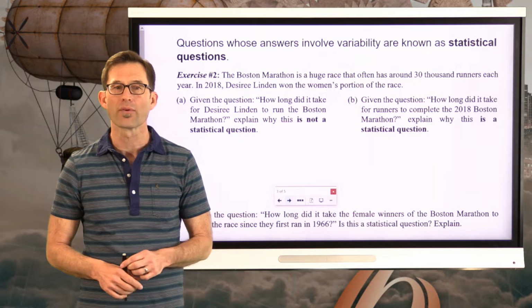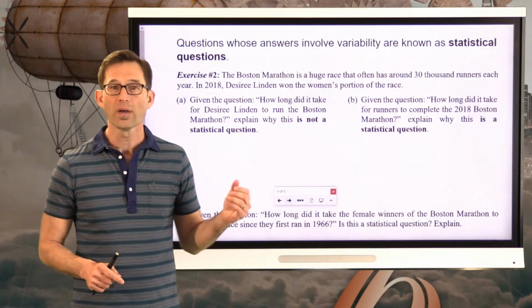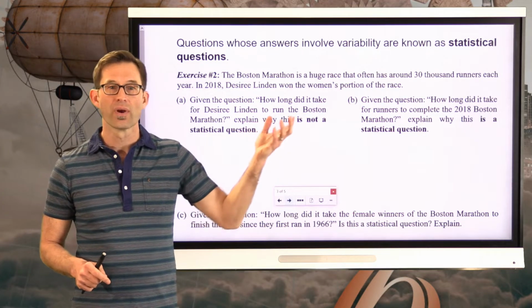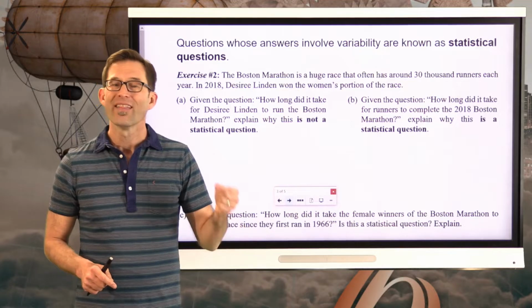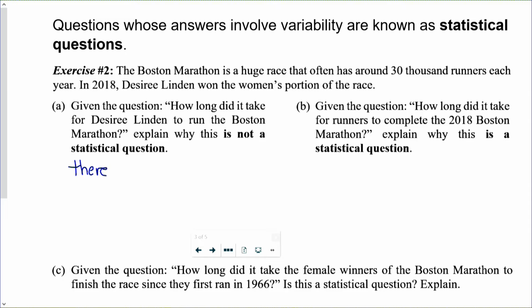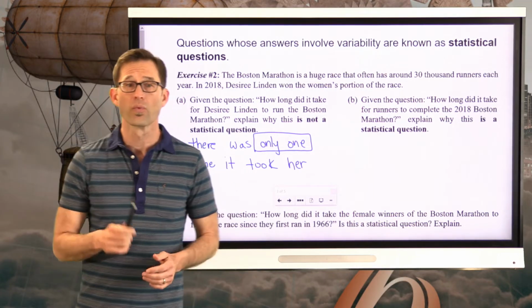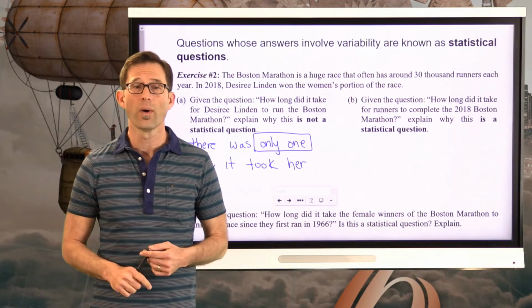Well, let's talk about this together, right? Desiree Linden wins the Boston Marathon in 2018. The question is, well, how long did it take for Desiree Linden to run the Boston Marathon? That's not a statistical question because there was only one, and that's key, there was only one time it took her to run that marathon. So that's not a statistical question.